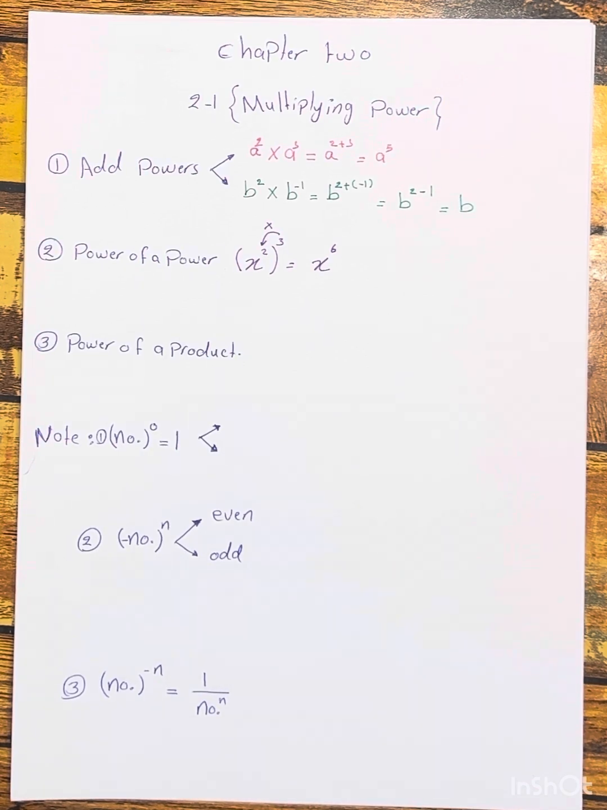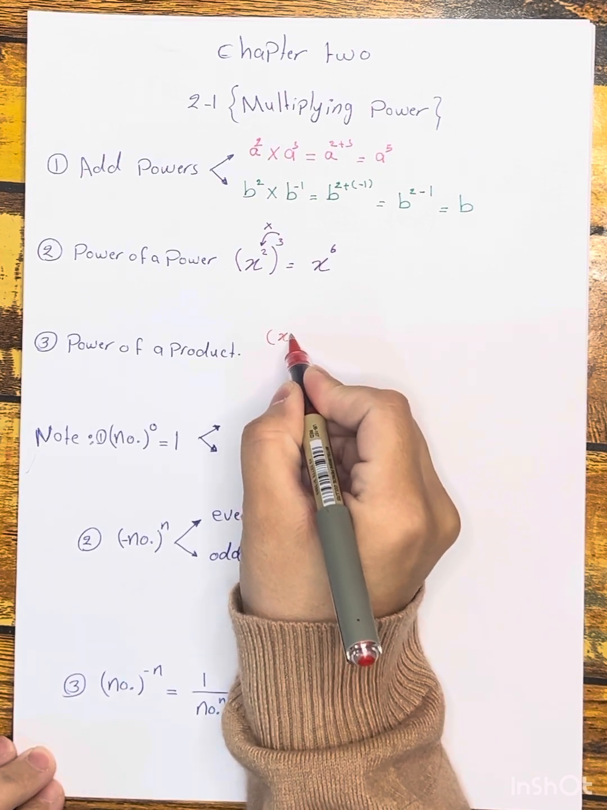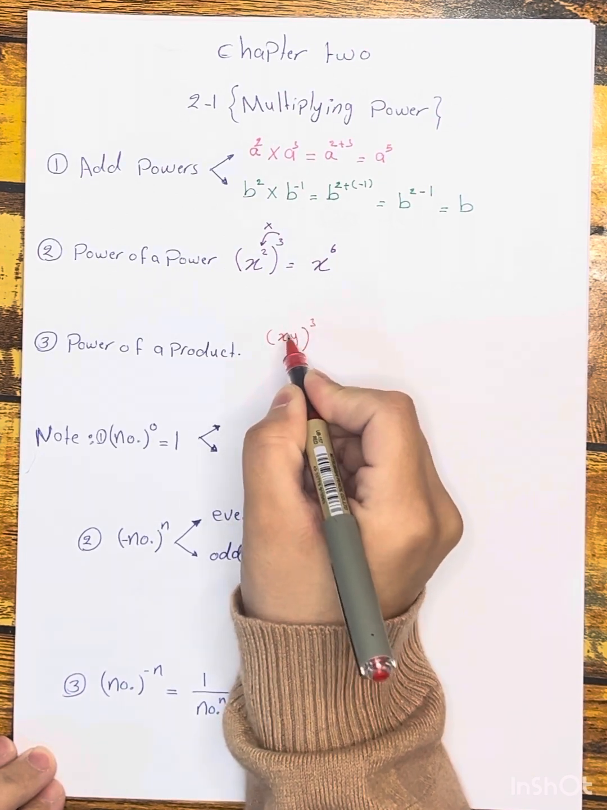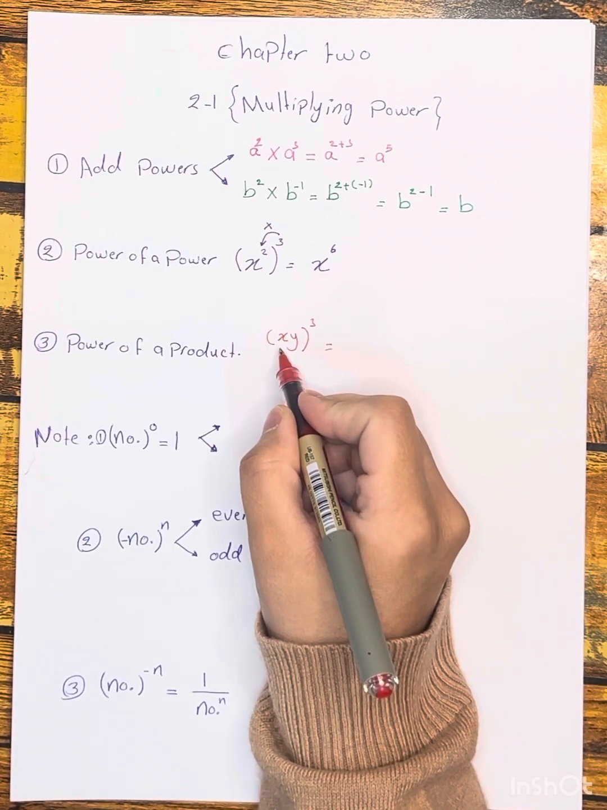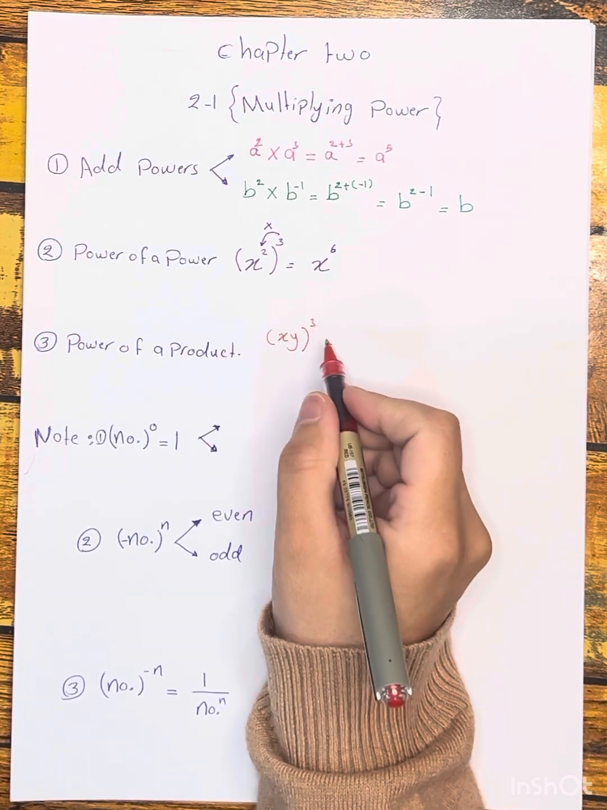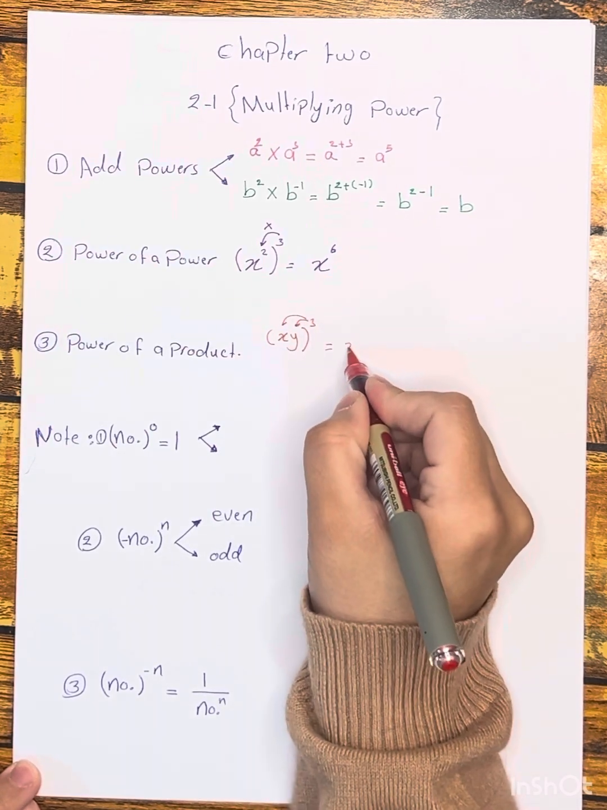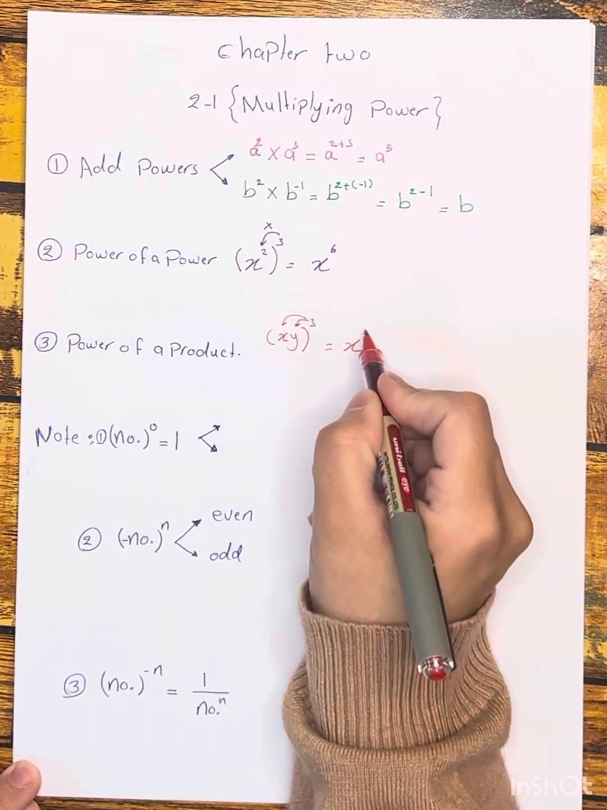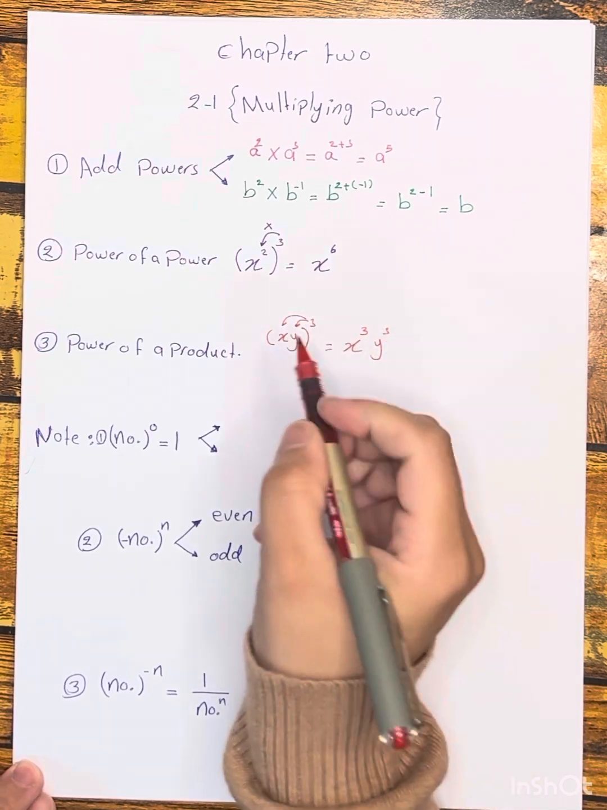Third note says power of a product. For example, we have x and y all to the power of 3, okay? Between them is multiplication and we raise it to the power. We can distribute the power to both of them, okay? It will be x to the power of 1 times 3, which is 3, and y, 1 times 3 is 3, okay?